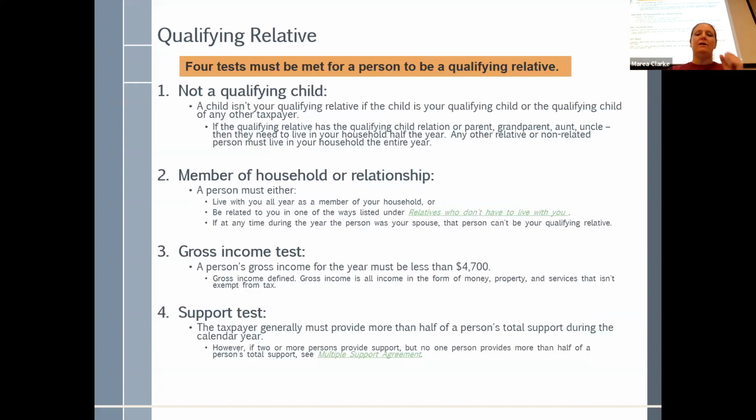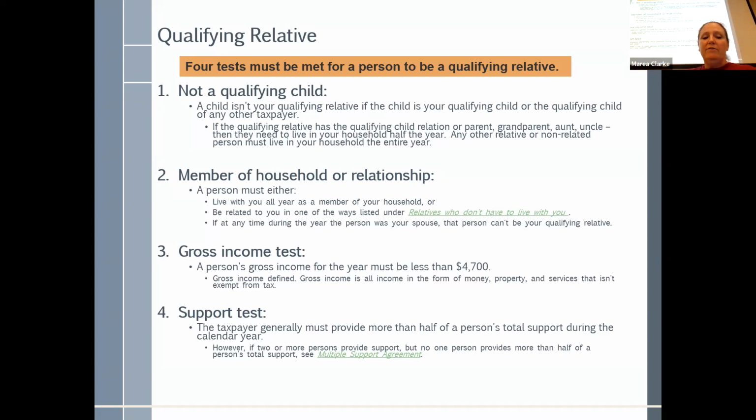If they don't meet those tests, then they might be a qualifying relative. There are 4 tests there, and the first one is that you're not a qualifying child. The second is that they must either be a member of your household or you have a relationship. Household means they lived with you all year as a member of your household, or they must be related to you in one of the ways listed under this list that I'm not going to copy here because it's a little bit longer. If at any time during the year that person was your spouse, they cannot be a qualifying relative, because remember, a spouse cannot be a dependent, and a qualifying relative is a kind of dependent.